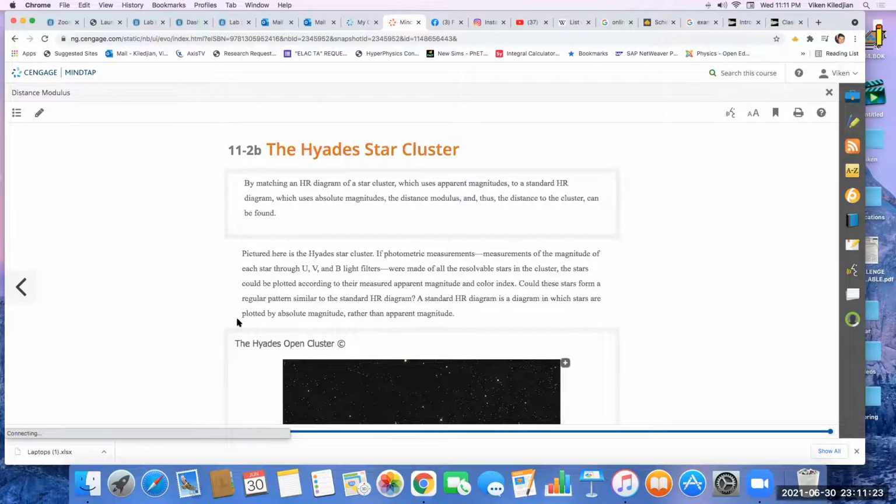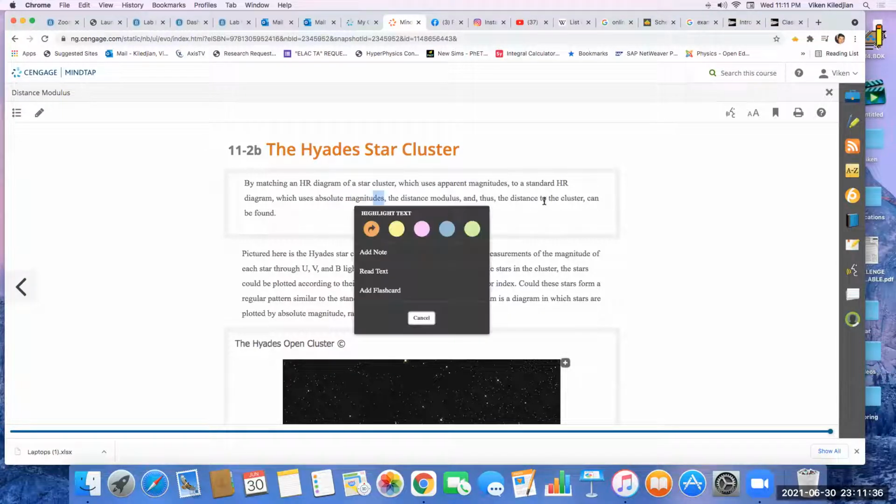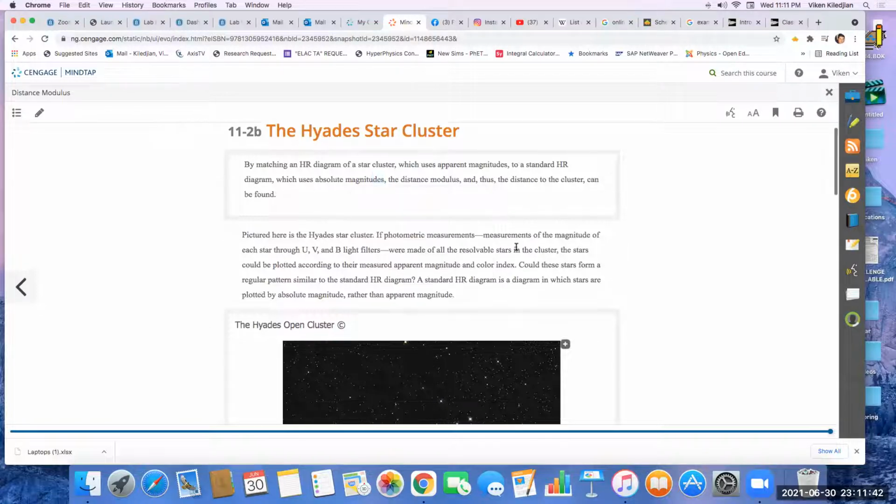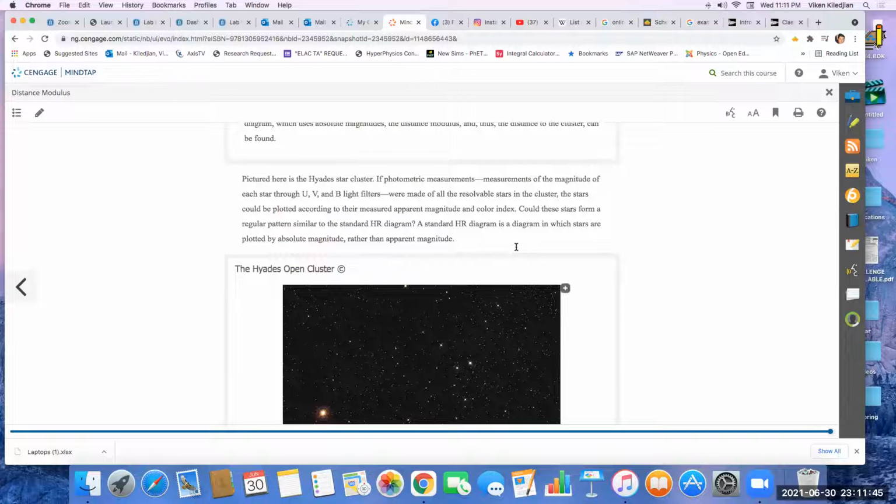So by matching an HR diagram of a star cluster, which uses apparent magnitudes, to the standard HR diagram, which uses absolute magnitudes, the distance modulus and thus the distance to the cluster can be found. Pictured here is the Hyades star cluster. Photometric measurements of the magnitude of each star through U, V, and B light filters were made of all the resolvable stars in the star cluster.